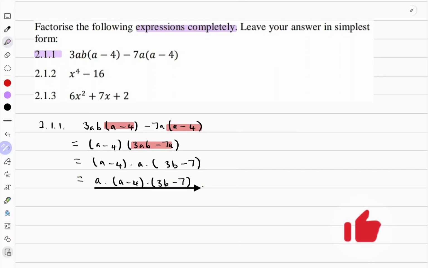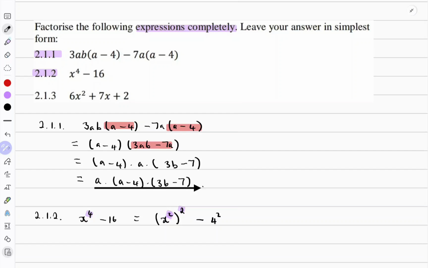So let's move on to the next question. 2.1.2, we have x to the power 4 minus 16. So x to the power 4 can be written as x squared to the whole squared. So you can use the power rule: if you have a power to another power, you must multiply the powers. So 2 times 2 is 4. Okay? So this is minus, and 16 is just 4 squared.